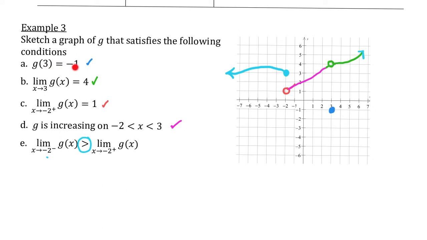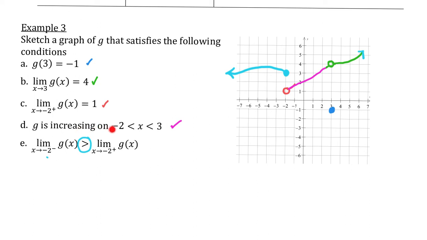Okay, g of 3 is -1. Done. The limit as x approaches 3 of g of x is 4. So as x approaches 3, the y value is approaching 4. And I did an open circle because this already had a point down here. Okay, if x approaches -2 from the positive side or the right side, the g of x should equal 1. So -2 on the right side, it's going to 1. Okay, I made it open, but it didn't have to be.